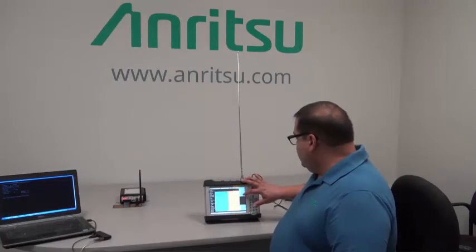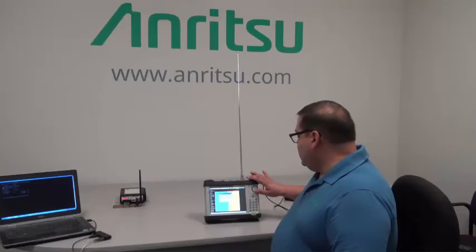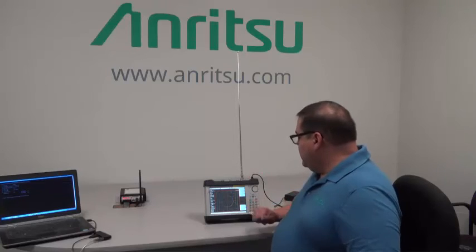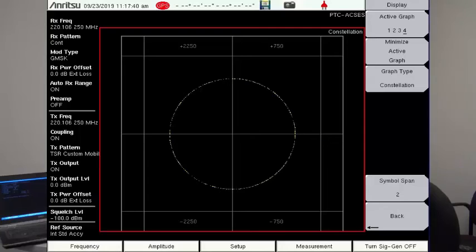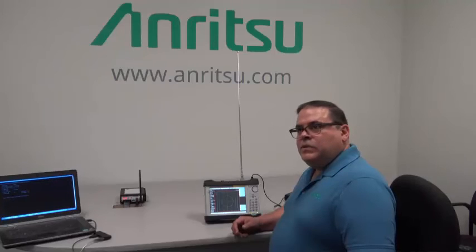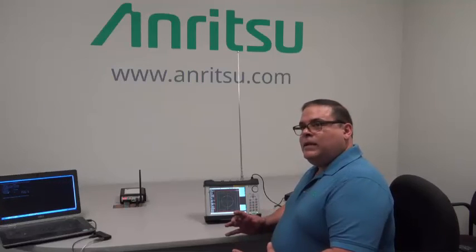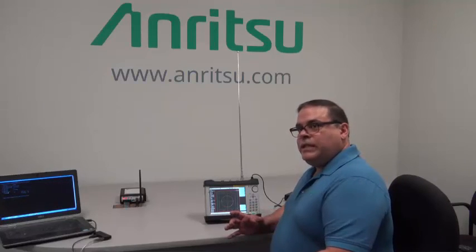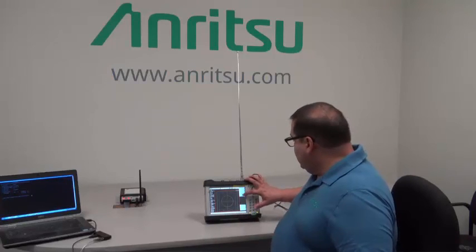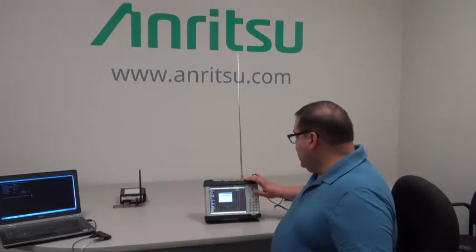So I'm going to switch over to our Constellation. So there are 2 more. The Constellation looks at the GMSK signal that is used for PTC ACSES. It's really basically a phase changing signal, so it looks like a ring. If it doesn't look like a ring, then something's really off, and you should see that on the EVM error message. And then the other one that we can look at is the eye diagram.